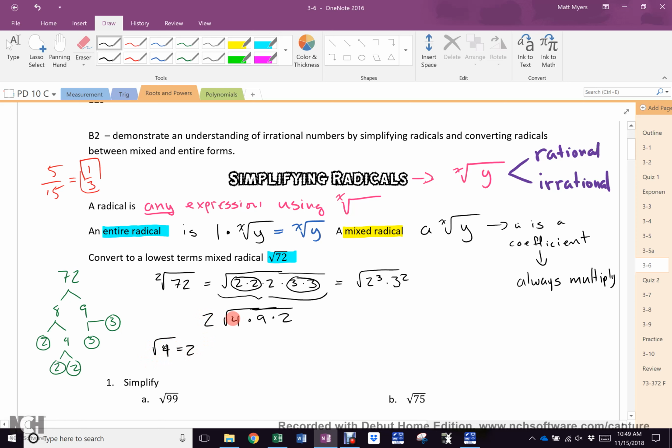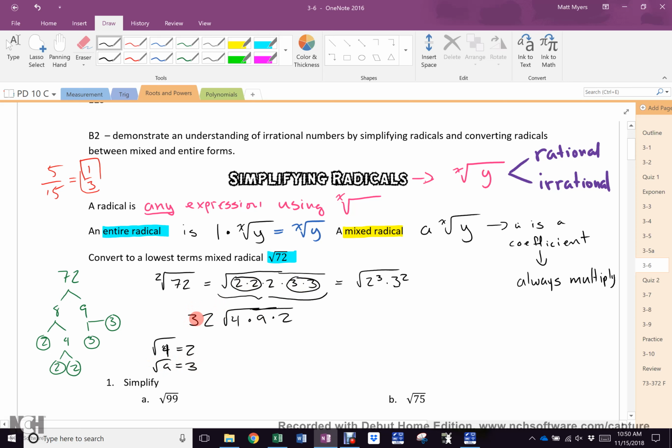But it is not done yet, is it? Because there's still a 9 and a 2 under there. What is the square root of 9? 3. So if I gave you square root 9, what would you do? It would be 3. So I need to have a 3 out there. Because there's a group of 2. There's a group of 2.